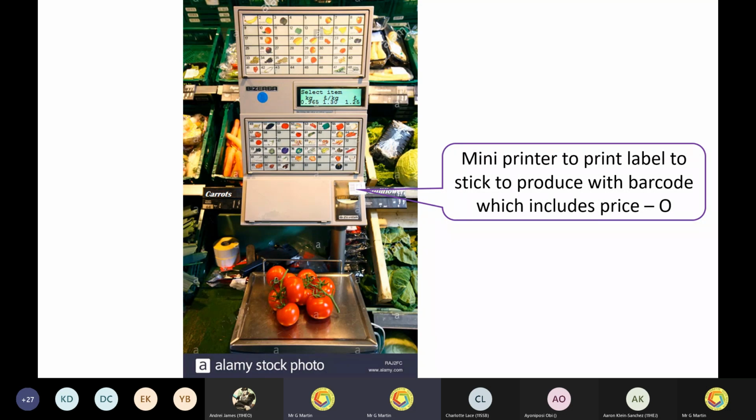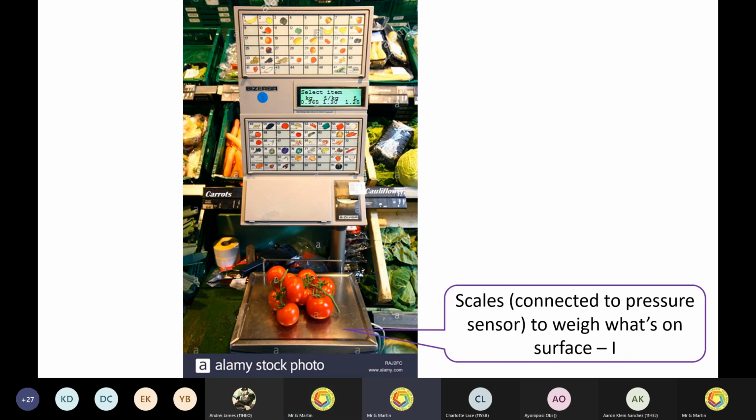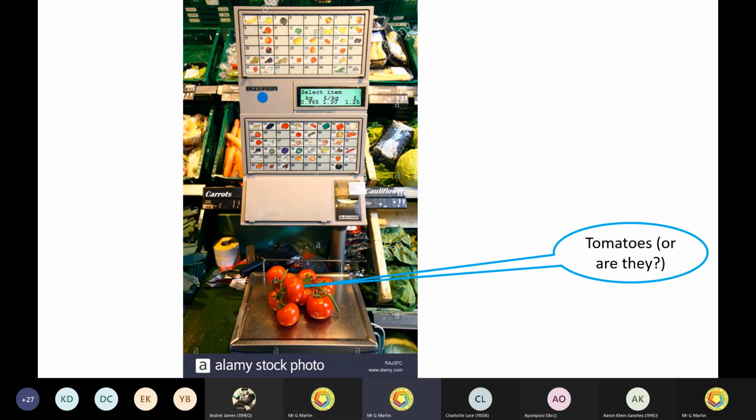And those are some of the things that you have to think about when devising a computer system. Then you have scales. Now, these can be connected to a pressure sensor to weigh what is on that surface. So that's another input device that goes into the processor that's taking in all of these inputs in order to then process them by a program that has been written by a computer programmer, and that will control what output is from there.